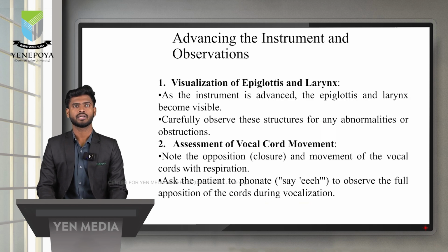Advancing the instrument and observation. Visualization of the epiglottis and larynx: as the instrument is advanced, the epiglottis and the larynx become visible. Carefully observe these structures for any abnormalities or obstruction. Note the opposition and the movement of the vocal cords with respiration. Ask the patient to say "E" to observe the full opposition of the cords during vocalization.